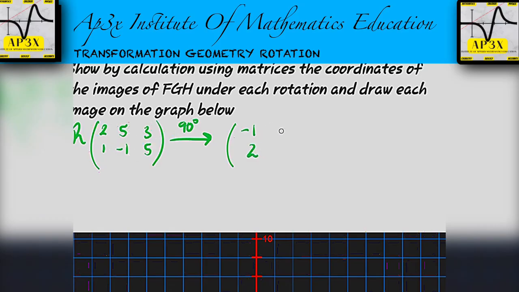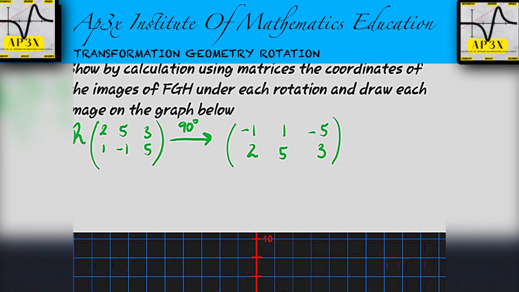5, negative 1 will become 1, 5. And 3, 5 will become negative 5, 3. So notice that the 1 changed to negative, the negative 1 changed to positive, and the 5 changes to negative. However, the 2, the 5, and the 3 remain as 2, 5, and 3. And that's basically the change.